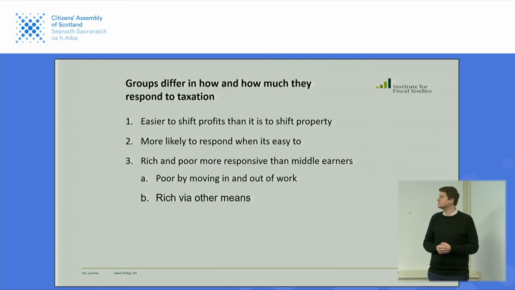The rich and poor respond more to tax than middle earners. So it looks like low-income people are quite responsive on moving in and out of work. So when someone's got a low income, maybe you don't want to tax them too highly on that income because that will discourage them from working. Rich people are also quite responsive. That's not deciding how much to work. Usually it's paying more into a pension or changing their affairs to reduce their tax bills.